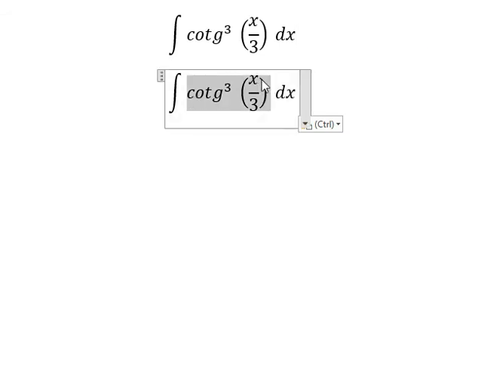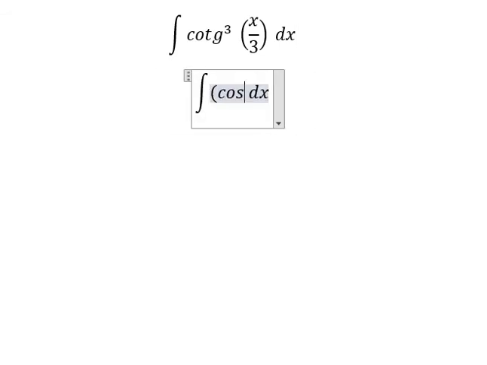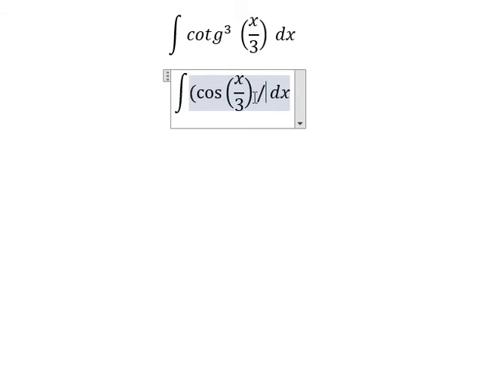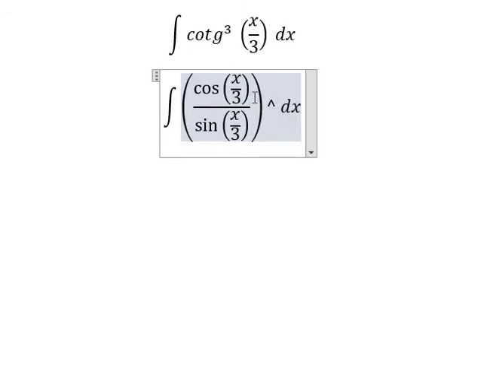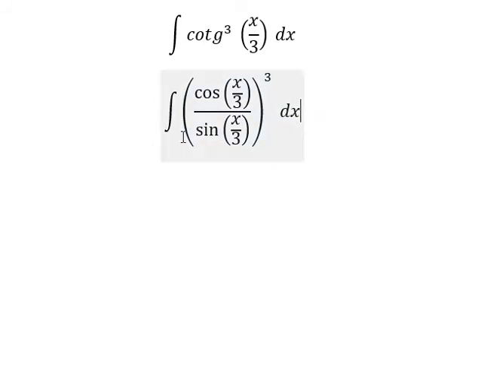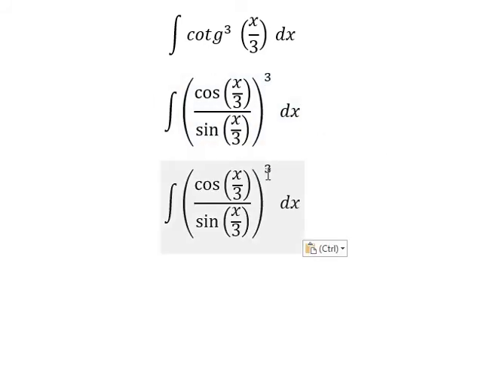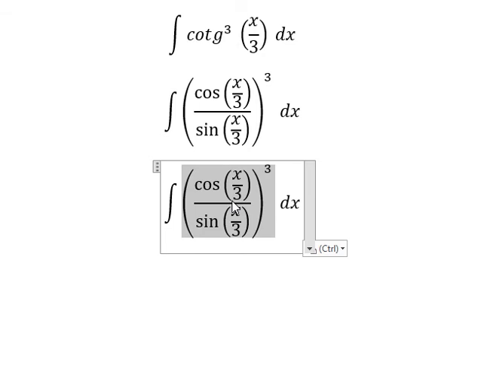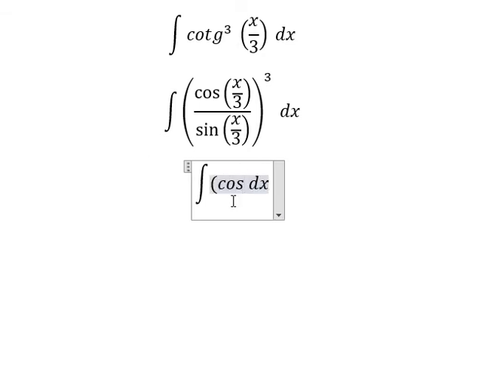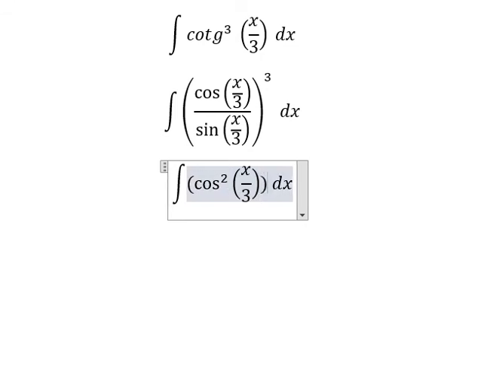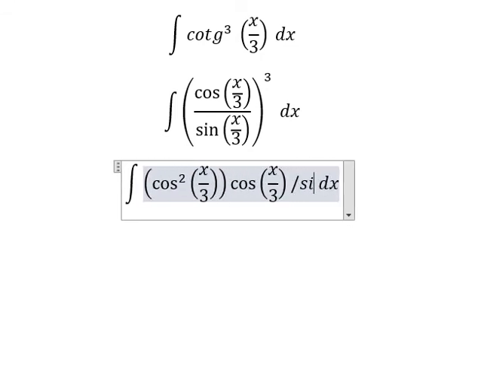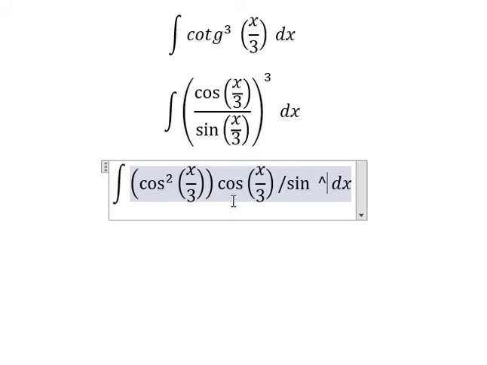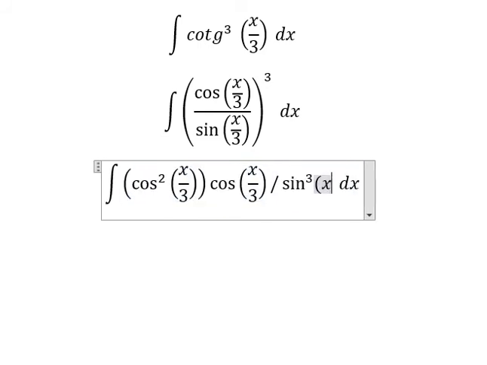About cotangent of s over 3, we can write it as cosine of s over 3 over sine of s over 3, everything to the power of 3. Next, we can write this one like this. Let's see about cosine of s over 3 squared, multiplied by cosine of s over 3 over sine of s over 3 to the power of 3.